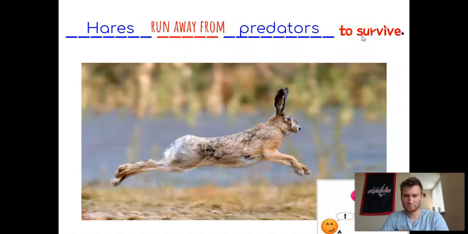I want you to think, which words in this sentence are verbs? There are two parts of this sentence that are verb parts. Think. Is hares a verb? Is run away from a verb phrase? Is predators a verb? Is to survive a verb? If you said the things in red are verbs, you would be right. Run away from is our present verb phrase, and to survive is an infinitive verb phrase.